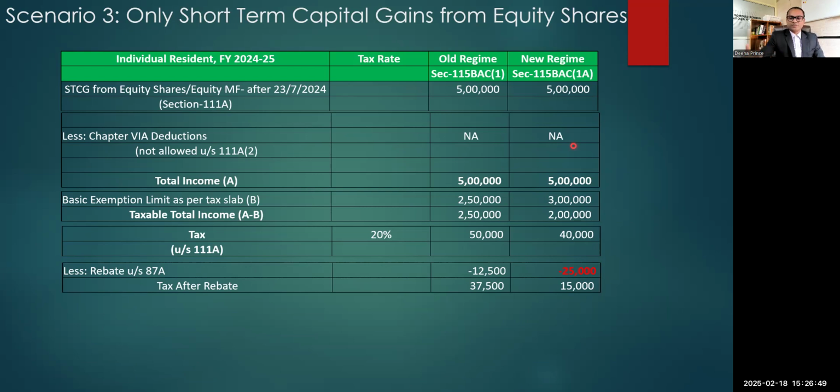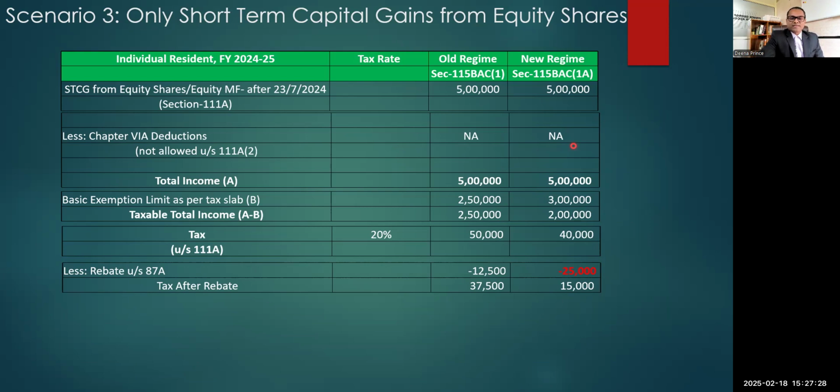Now let's come to the new tax regime. The new tax regime is governed by 115BAC, subsection 1A, and subsection 2 of the same section provides for all the deductions or exemptions which are disallowed in case it falls under the new tax regime. And there is no mention of 87A. So in the new tax regime, it is allowed in that section.